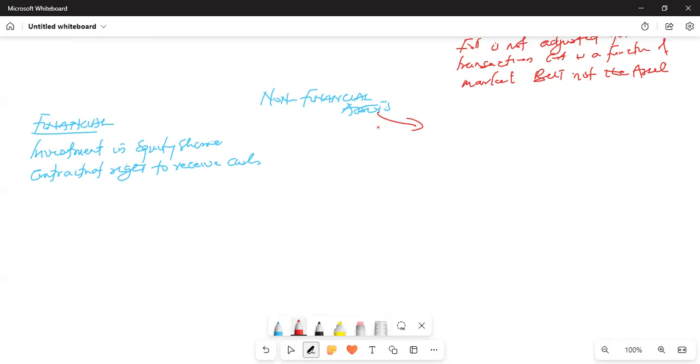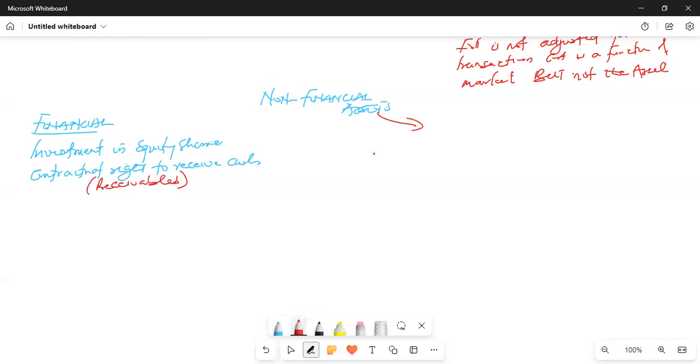A contractual right to receive cash. What is that? Under what circumstance will you have a contractual right to be receiving cash from somebody? All right, receivables. Receivables. Thank you. So that is what we mean by a contractual right to receive. A typical example is that.